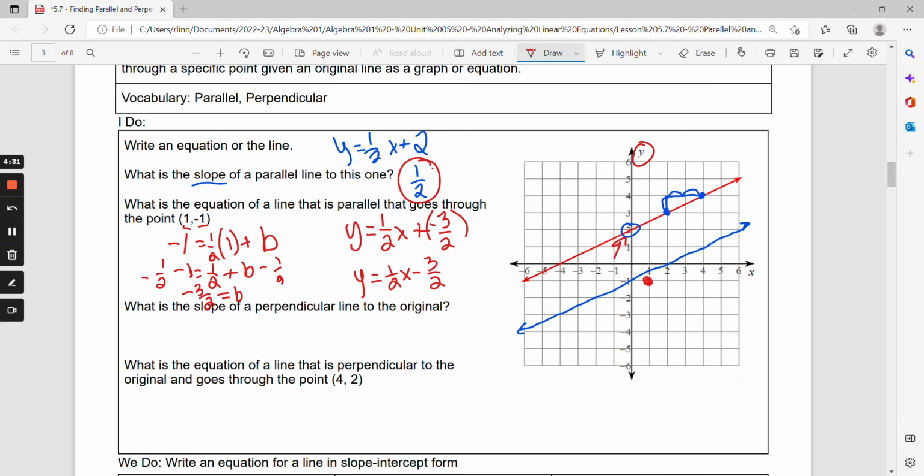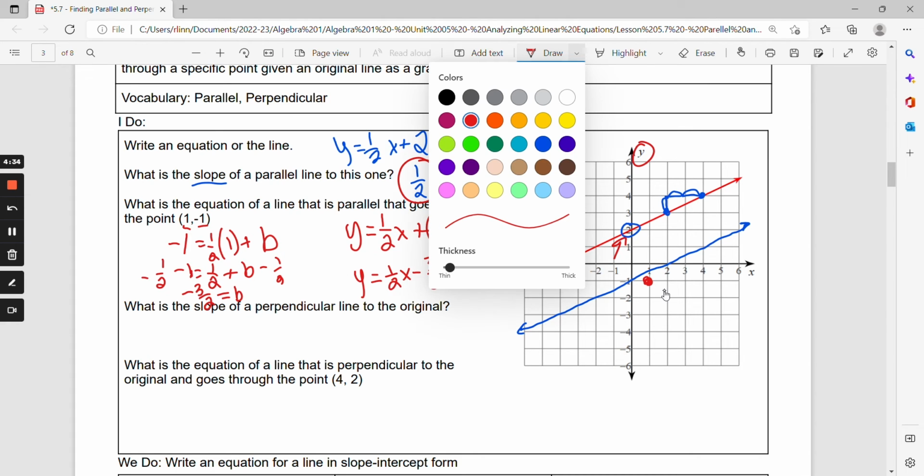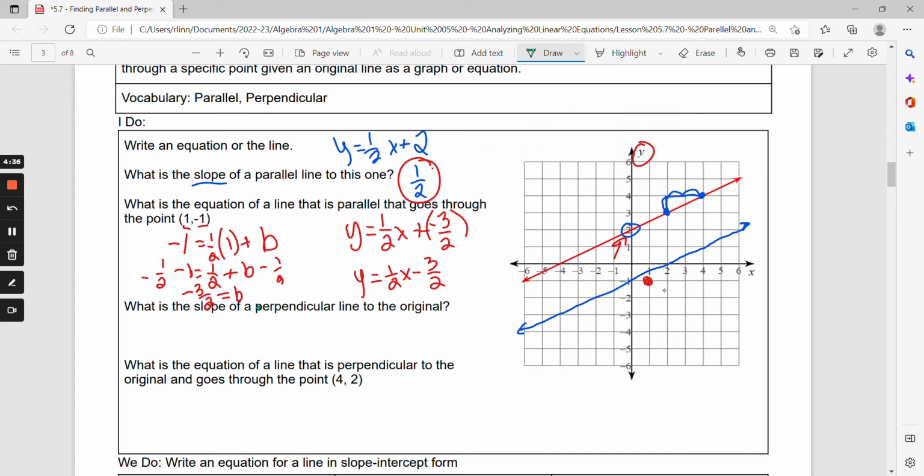All right, up next, I need to find out the slope of a perpendicular line. So I remember from before that my perpendicular line is going to take my slope. My original slope was 1/2. And I'm going to do the additive and multiplicative inverse. So I'm going to first take the reciprocal of 1/2. The reciprocal of 1/2 is 2/1. And then the additive inverse is negative 2 over 1. So that means my slope is going to be equal to negative 2.